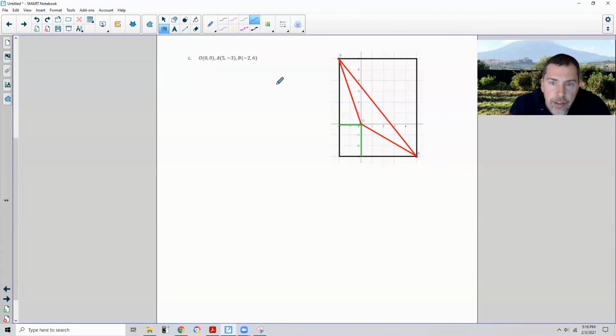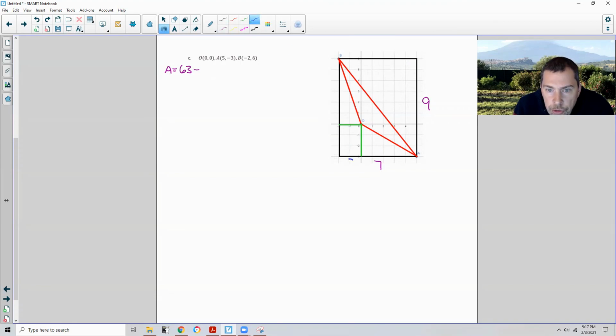Okay, part C. Here's the diagram. 0, 0 is the origin, O. B is at the point -2, 6, which is right here. And A is 5, -3. All right, so the first thing I'm going to do is find the area of the whole thing. So if we're going from 5 to -2, that is a distance of 7. If we're going from 6 to -3, that is a distance of 9. So the area is going to equal 63, that's the rectangle, minus all of the pieces.